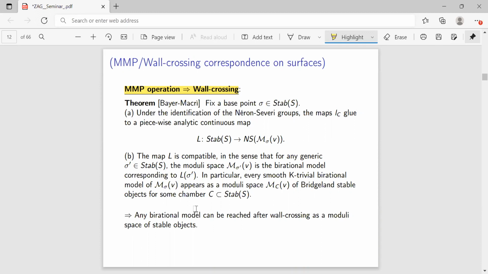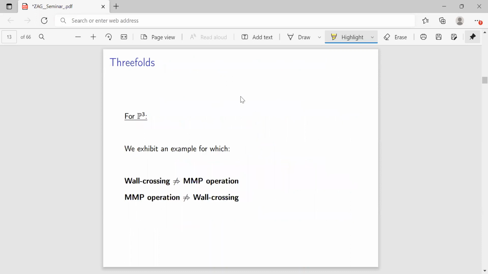Or in other words, we are saying that any birational model can be reached after wall crossing as a moduli space of stable objects. Okay, then that was for the case of surfaces, but for the case of threefolds, in this talk, we only look at the case of P3. We give an example that none of these directions hold.